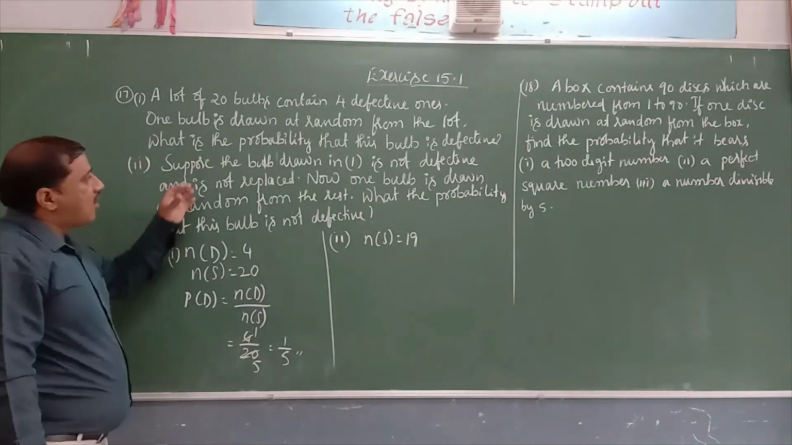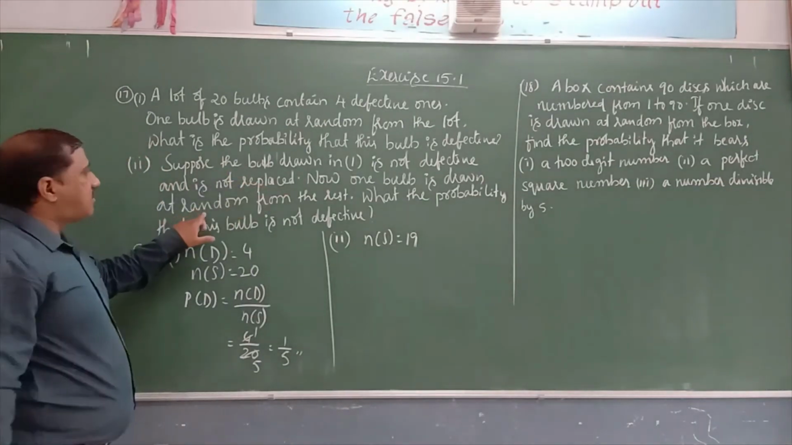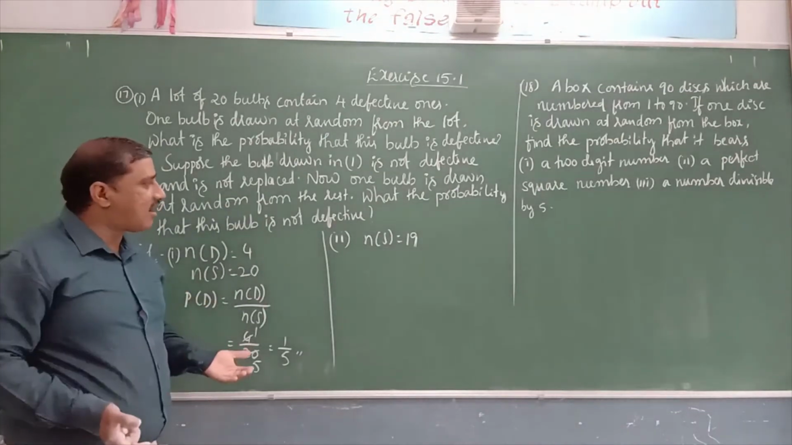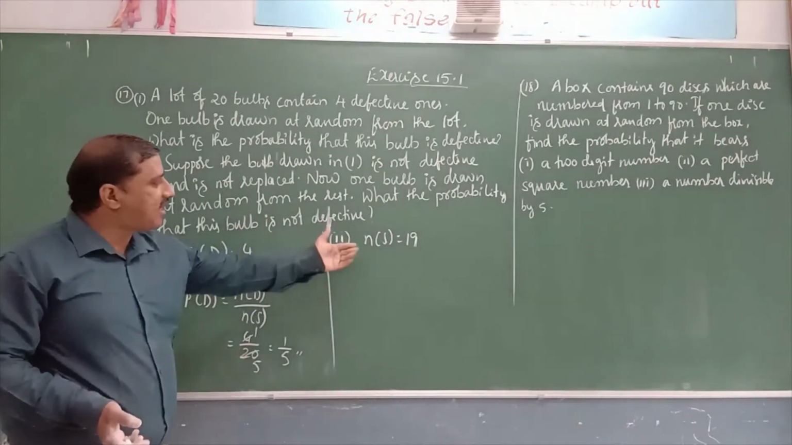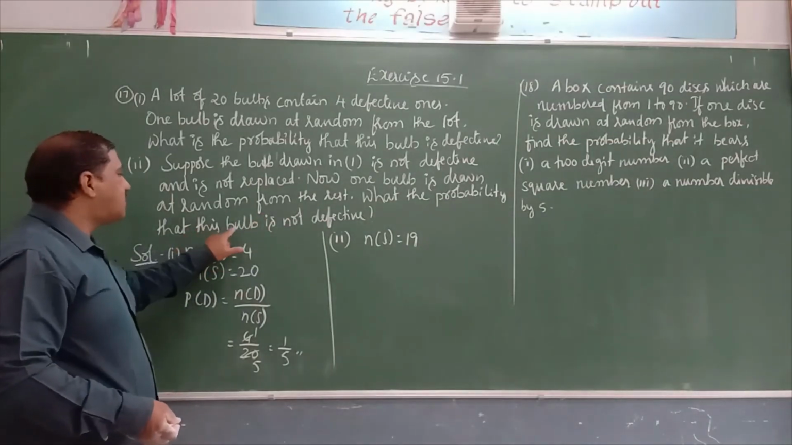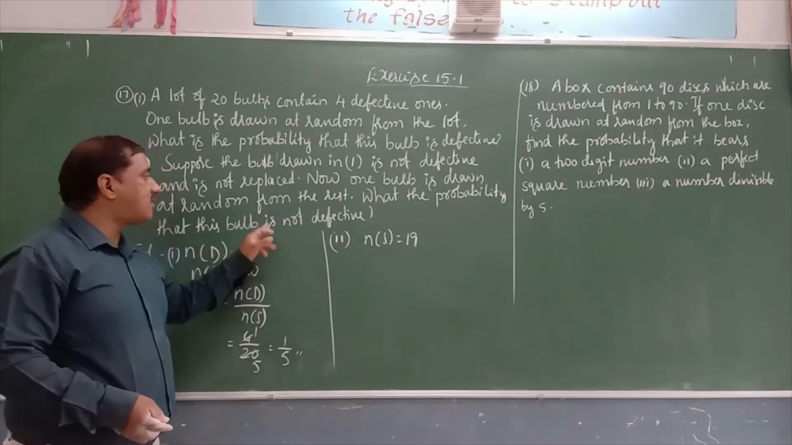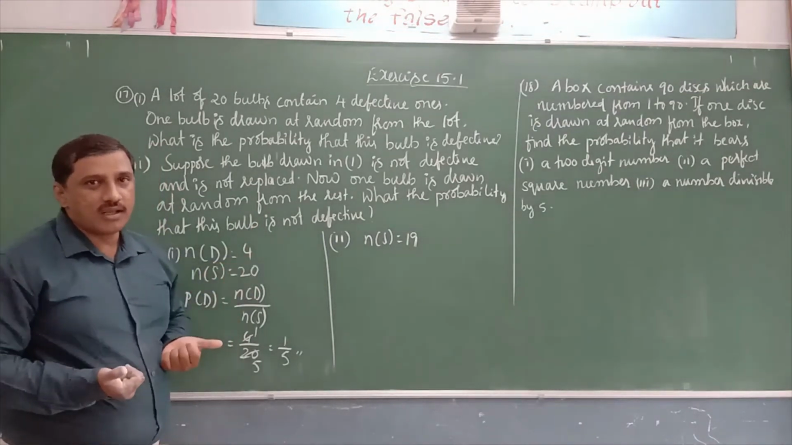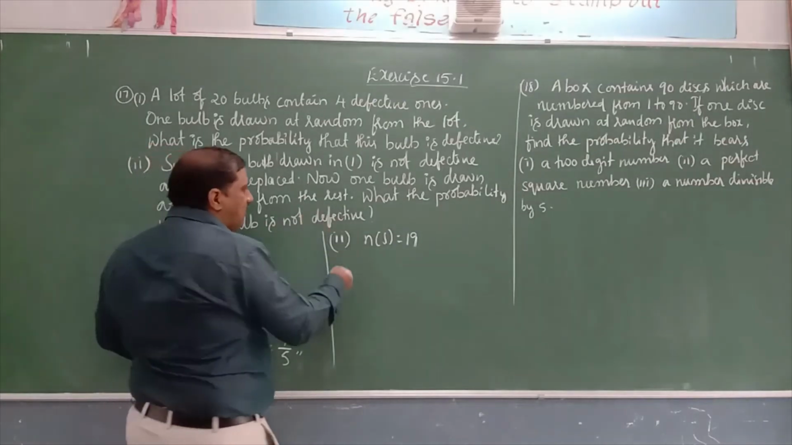Now, one bulb is drawn at random from the rest. How many bulbs are in the rest, the remaining bulbs? There are 19. What is the probability that this bulb is not defective? Not defective means it is a good bulb. So what is the probability of that bulb being good?